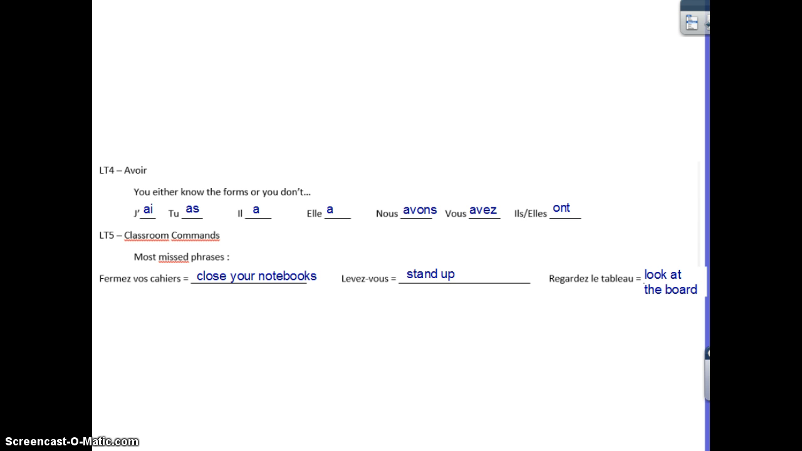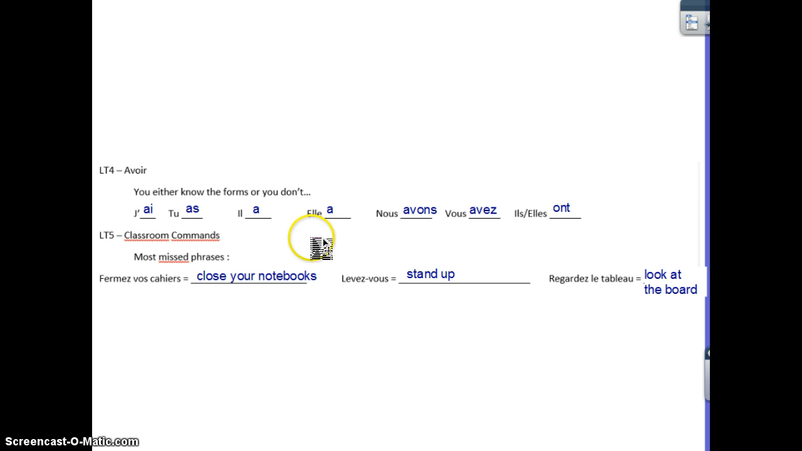The way we did this in class was with a song. If that helps you, great. If not, that's okay. But again, I want to remind you the song is j'ai, tu as, il a, elle a, nous avons, vous avez, ils et elles ont. So basically you have j'ai for I have, tu as for you have, il a for he has, elle a for she has, nous avons for we have, vous avez for y'all have, and ils ont or elles ont for they have.